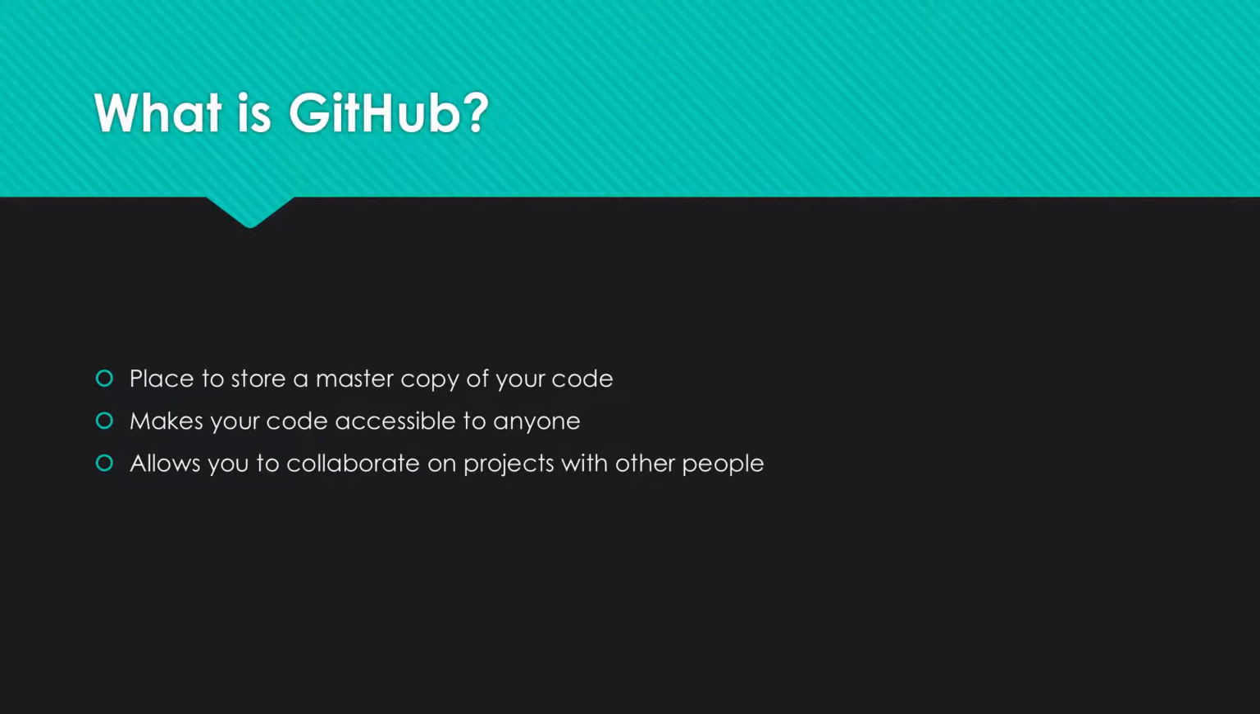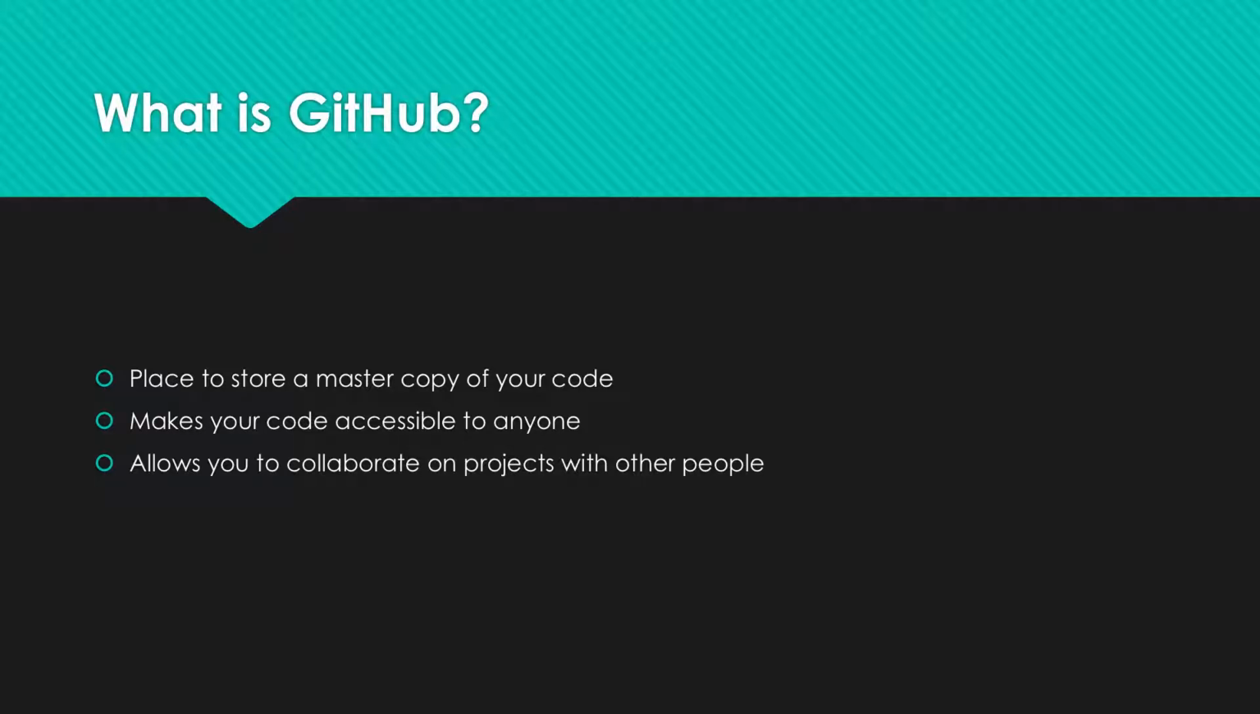So what is GitHub? It's basically just a master copy of your code. If you ever make changes to your code somewhere else, or if you're working on multiple different computers, it's just a place where you can always be leaving the finished product of where you left off, so that no matter where you start again, if you want to work on a new computer, you can just pull your code from there, work on it, and then push it back. So it's just a master copy.